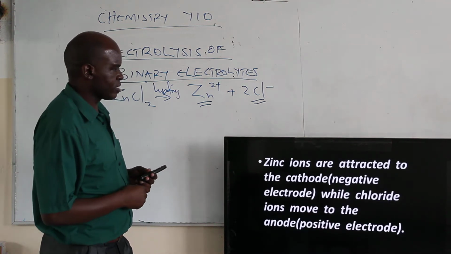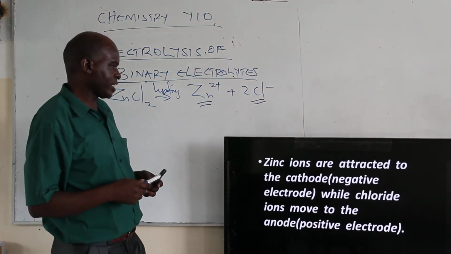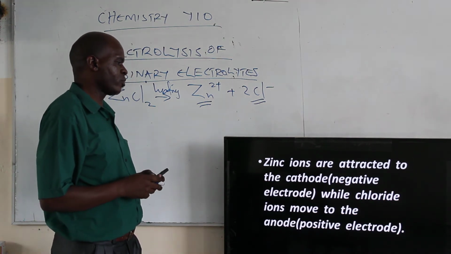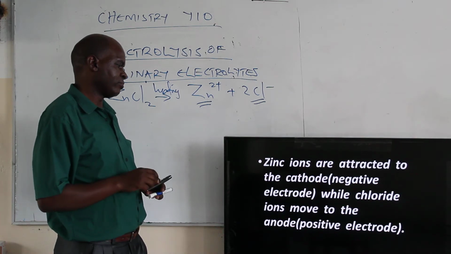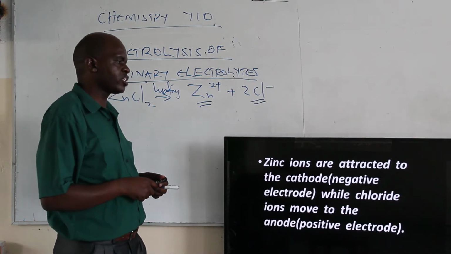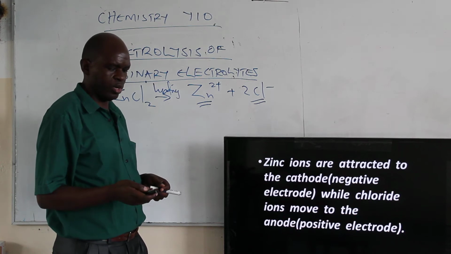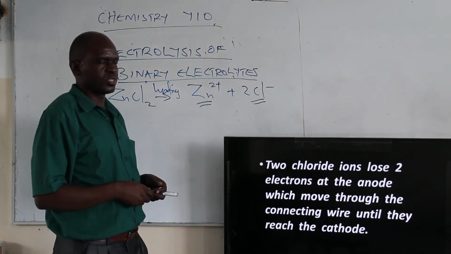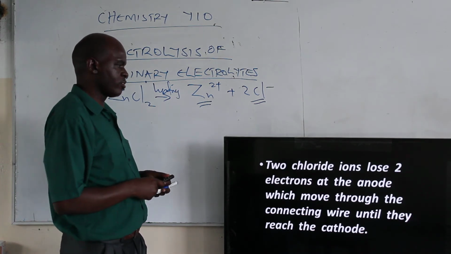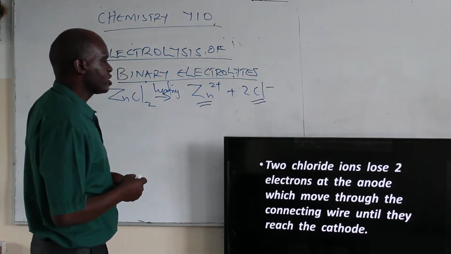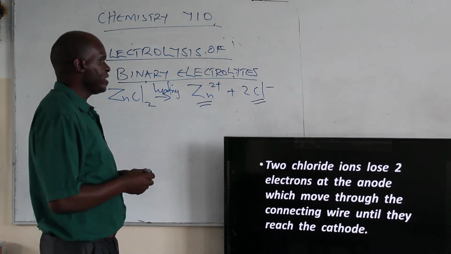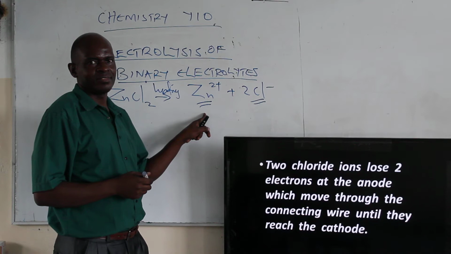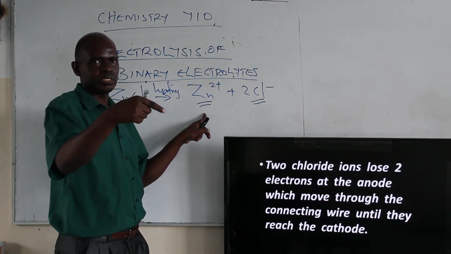The zinc ions, as I mentioned, are attracted to the cathode, while the chloride ions move towards the anode, which is the positive electrode. We had said that on the diagram. Let's see what happens to the zinc ions when they move towards the cathode and so on and so forth. Now, the two chloride ions lose two electrons. Look at this. Electrons are coming in. That means that they are going to be used somewhere.